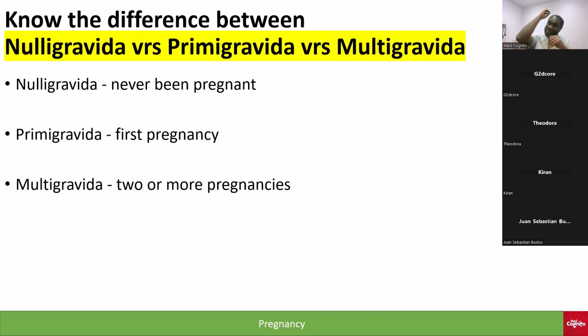Primigravida is the first pregnancy of that patient. Nulligravida, null hypothesis, no, null, nil, 2-0, nothing, right? Primigravida means the first pregnancy, and multigravida means 2 or more pregnancies. So nulligravida means the patient has never been pregnant. Primigravida means the first pregnancy, and multigravida means 2 or more pregnancies.